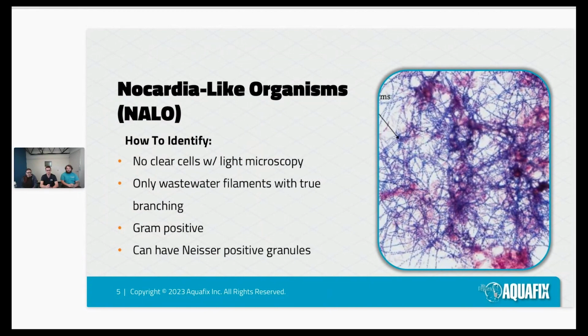The first one is nocardia-like organisms. And these guys, they're able to be identified through their true branching. They're the only filament that has true branching in wastewater. They don't have any clear cells. They're gram-positive, and they can have Neisser-positive granules, but again, the main identifier for this guy is going to be its true branching.